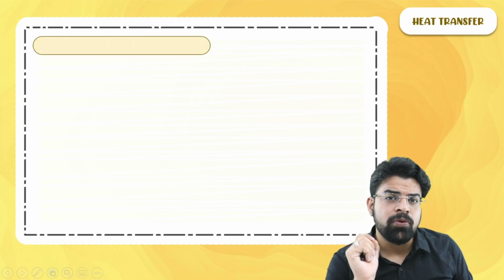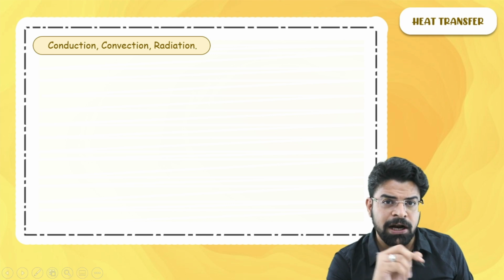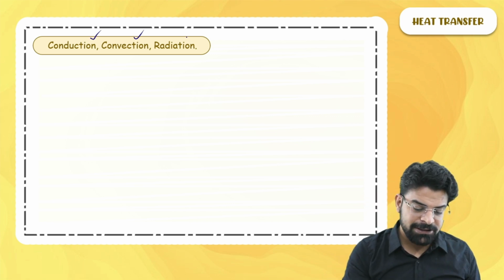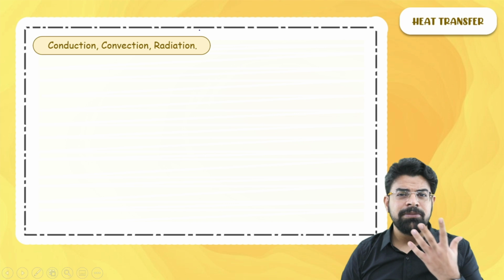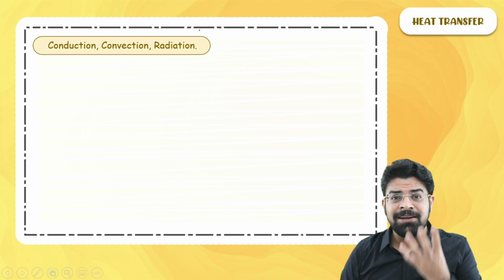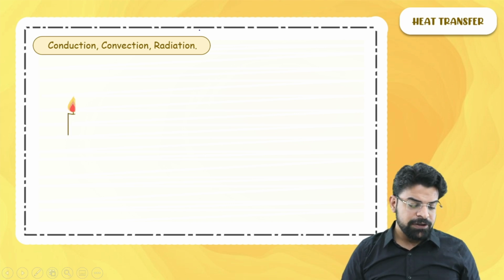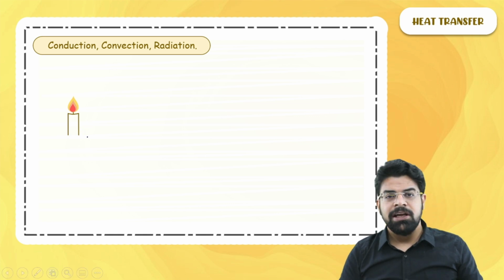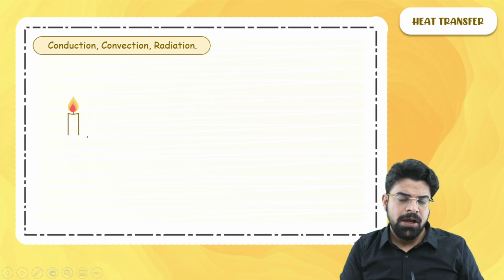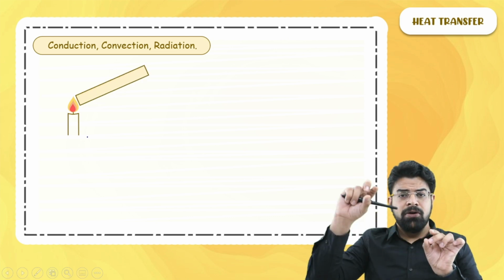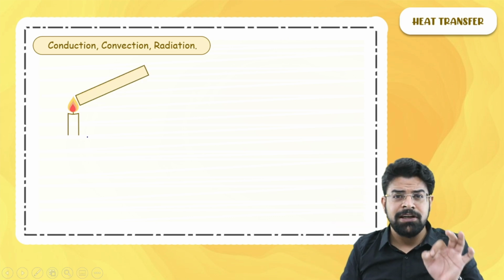There are three modes of heat transfer. The three modes are named conduction, convection and radiation. But what is the meaning of these three modes and why are they different? Let's understand it. So first of all, let's think of conduction. Let's say we have a heat source. Here we have placed a candle. And if we place a metallic rod near this heat source, what does the heat source do?